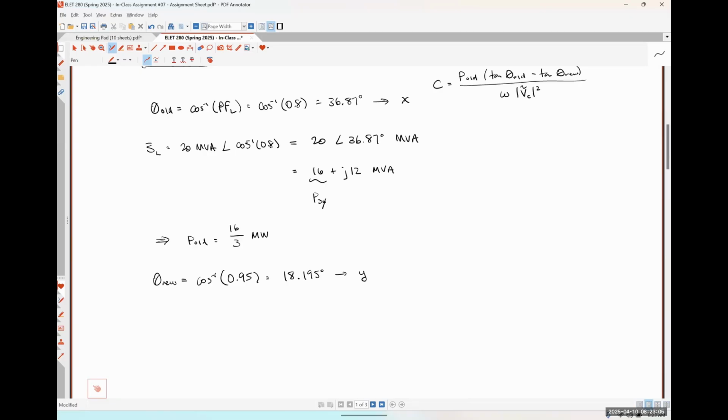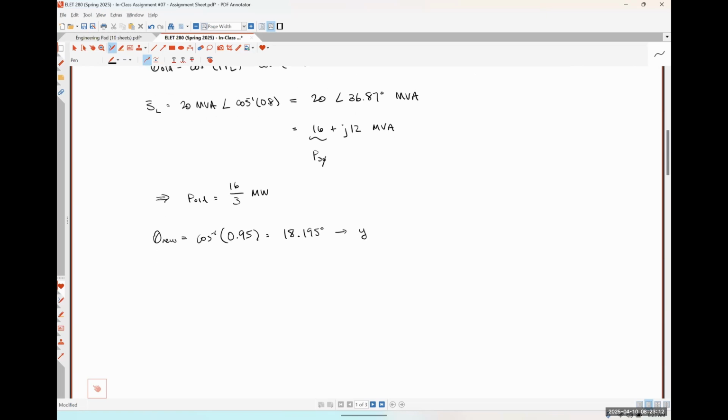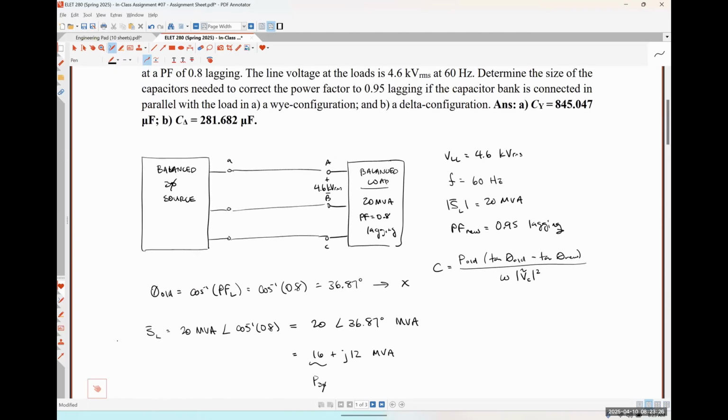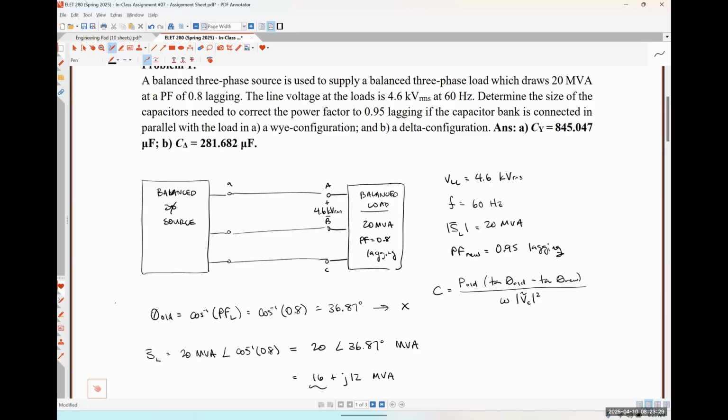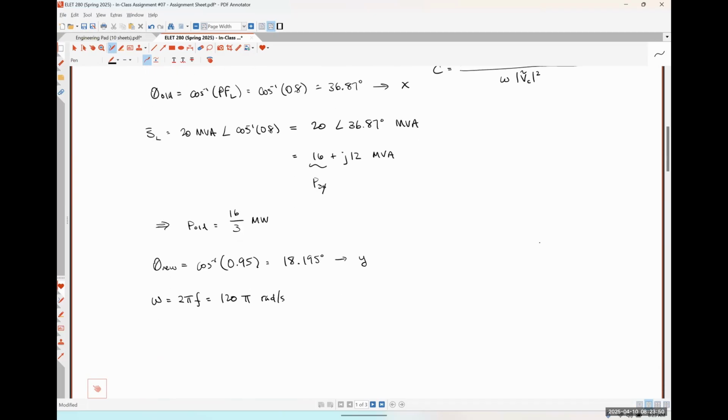What's omega going to be? Exactly right. So omega is equal to 2 pi f, and since f was 60 hertz, this is going to look like 120 pi radians per second. So this is where things start to get a little difficult, because the voltage drop across our capacitor, which is the only thing that we have left to figure out to calculate C, is actually going to be different depending on if we have a Y connected load or a delta connected load, right? So let's figure that out over here, okay?